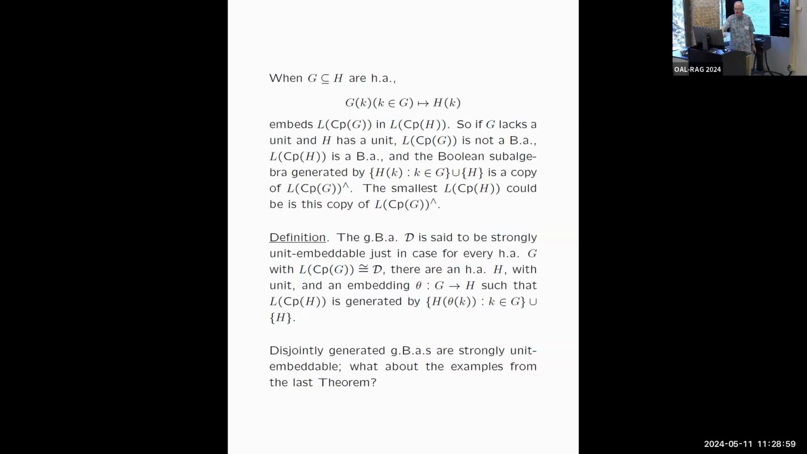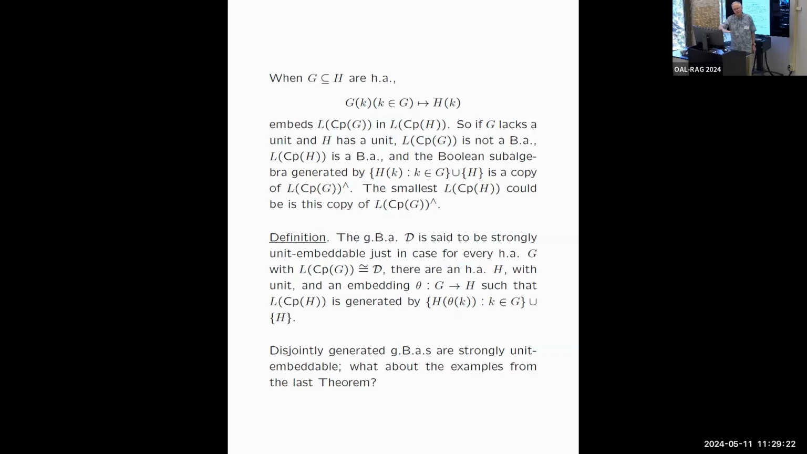if you take a hyperarchimedean L group whose distributive lattice is D, you can embed it into a hyperarchimedean L group with unit whose Boolean algebra is as small as possible. Anyway, it's isomorphic. It's generated over the copy of G's distributive lattice in H's Boolean algebra by the top.